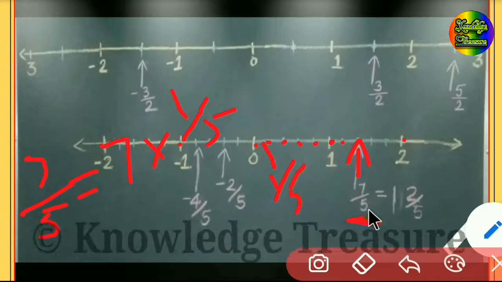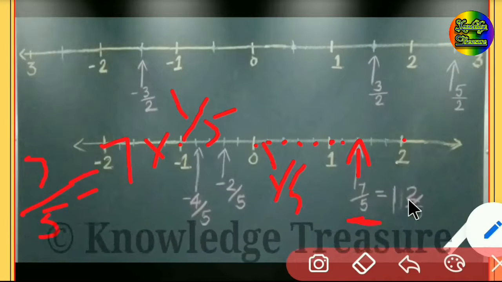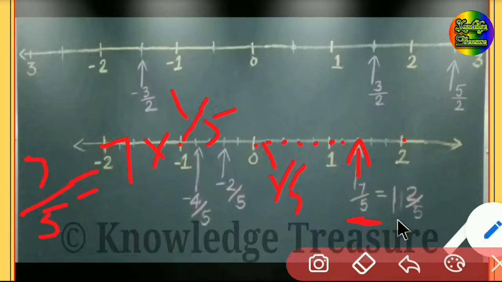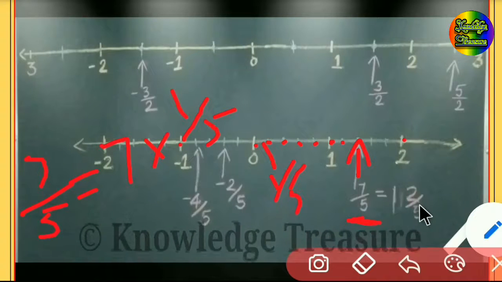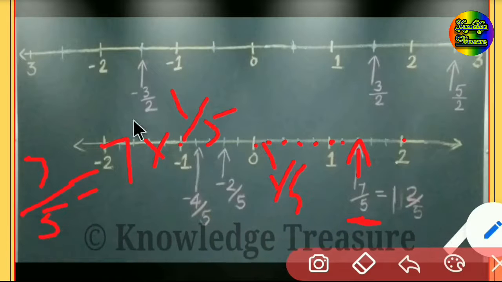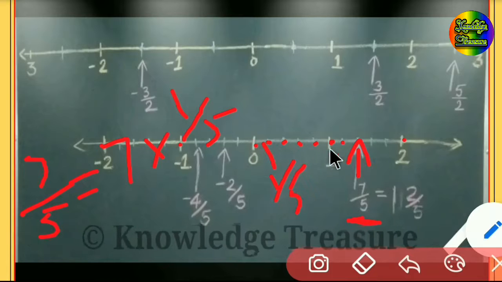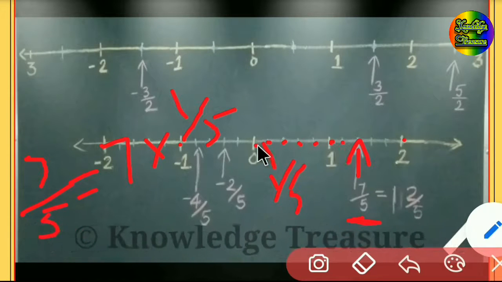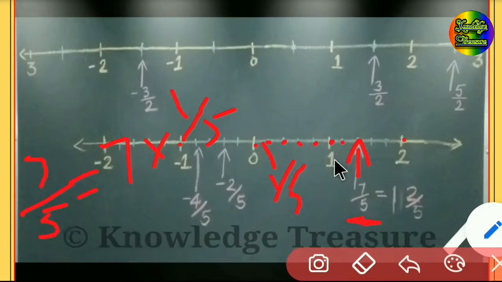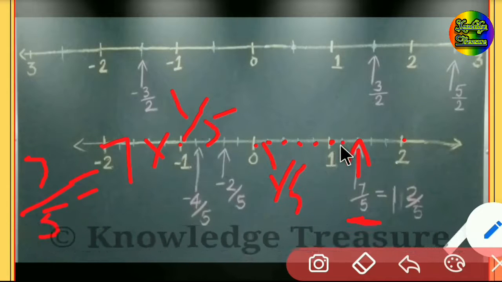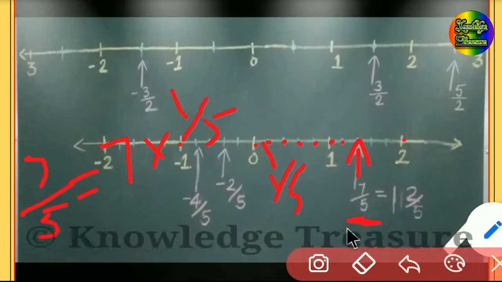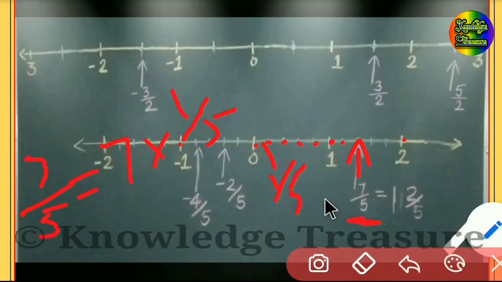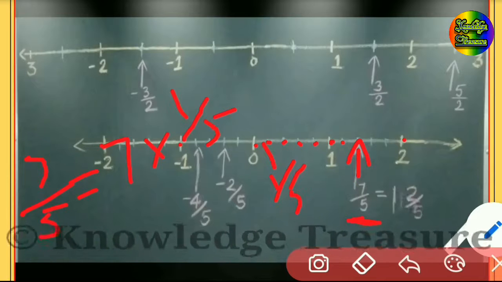This 7 upon 5, if we simplify it as a mixed fraction, can be written as 1 and 2 upon 5. This is also one of the methods you can use. 1, the first unit, and how many subunits do you want? 2 subunits. From 0 to 1, that is 1 whole number and 2 subunits. So here only you are getting this number 7 upon 5. I hope you understood. Okay, now let us see the next number.